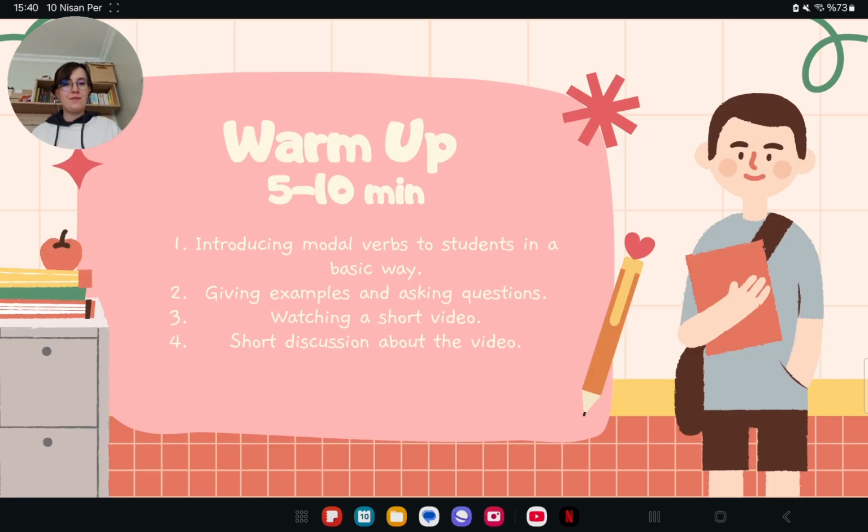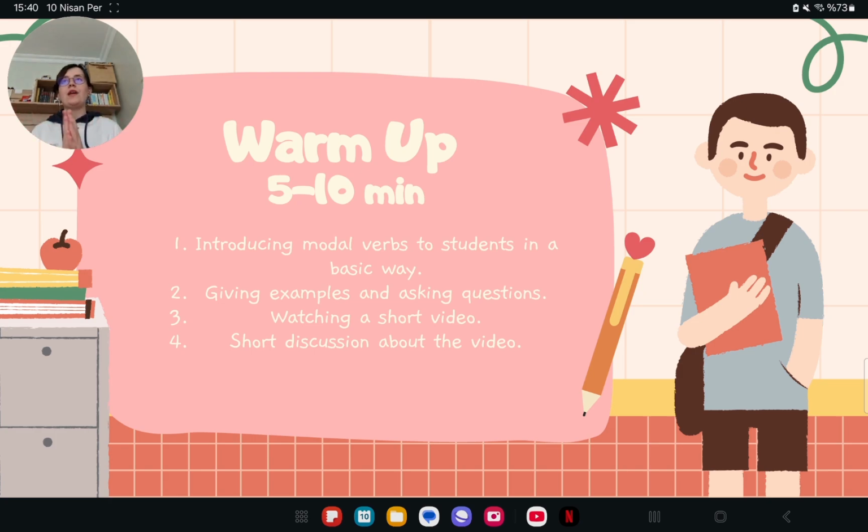So let's begin with a warm-up. It will only take 5 to 10 minutes, but it depends on your lesson. As a teacher I will try to introduce the modal verbs can and can't, basically telling the meaning of these modal verbs and where we can use them. Maybe we can write some examples on the board, so they can have a physical thing written and match this physical example with my verbal instructions.